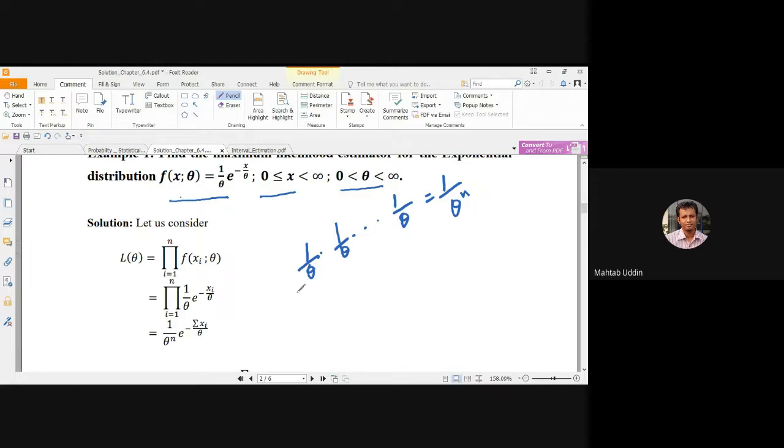Then it will be e to the power minus x1 by theta, into x2 by theta, the powers will be summed, plus xn by theta. So what will we get? The numerator and denominator remain the same, by xi. Do you understand?